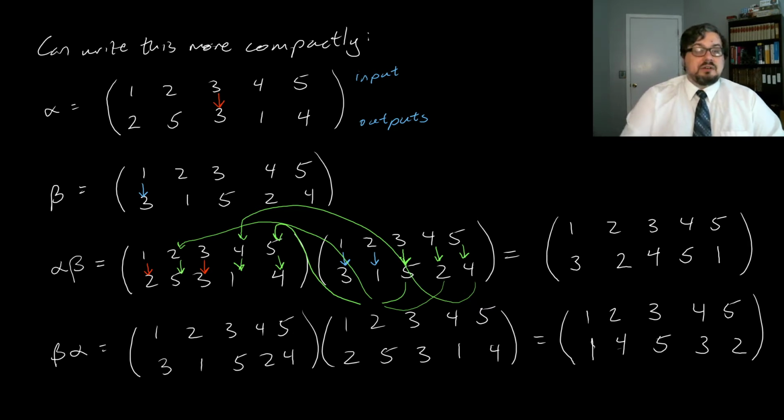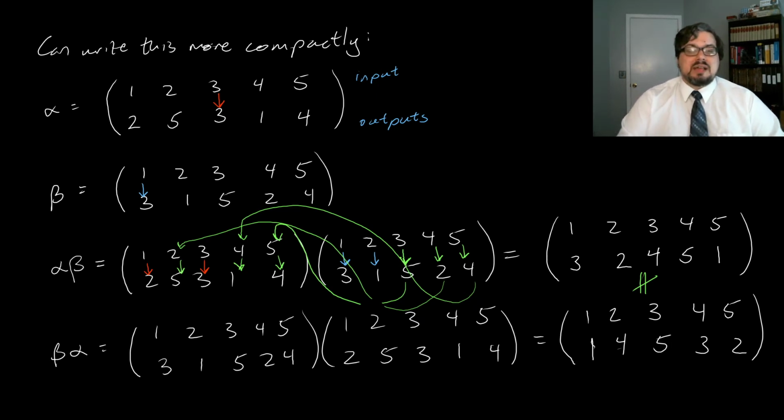In particular, you'll note that these two results that we get are not the same. Alpha times beta and beta times alpha are very different from one another. And in general, this is going to be the case. Symmetric groups are highly non-abelian. That's just because composition of functions is not commutative. However, there are some relations that we can use to understand the structure of these.